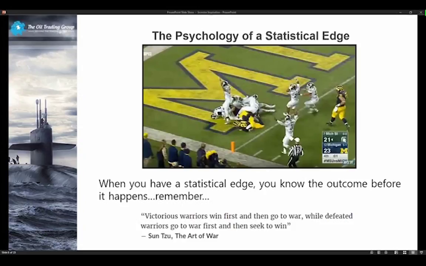There are lots of things that affect and influence our decisions and the way that we see the world. But if you stick to your plan and you have a properly defined statistical edge, and I'm going to show you ours in just a few minutes, you are going to be in a much better place psychologically. There is a positive impact in knowing what's going to happen before it happens. Knowing the outcome before you actually see it will do a lot to help your psychology as you trade, and again, that is your statistical edge.